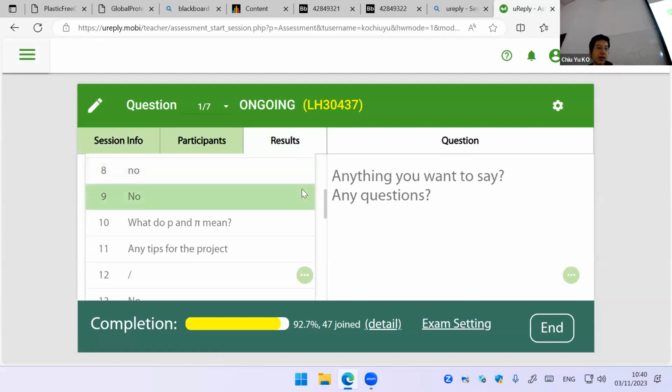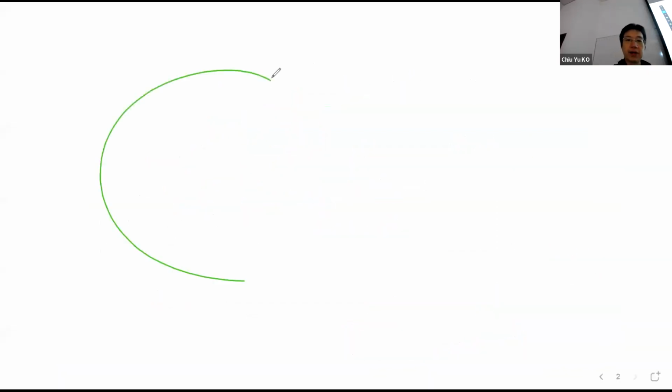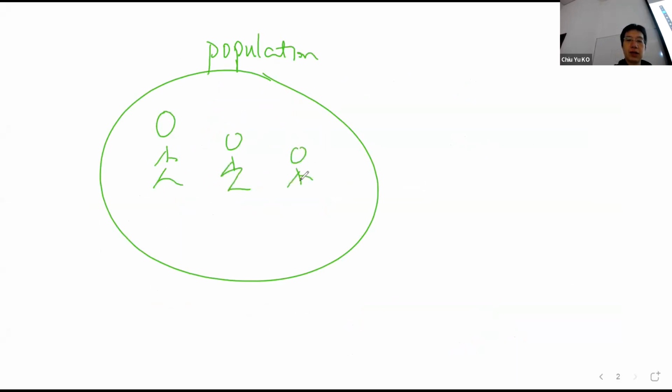Pi and P mean, when we have a sample and the focus is on binary data, mu is simply pi and X bar is just P. Let me draw it to make sure that everybody gets it. We have a population, many people here, and suppose we are interested in how much money they have.